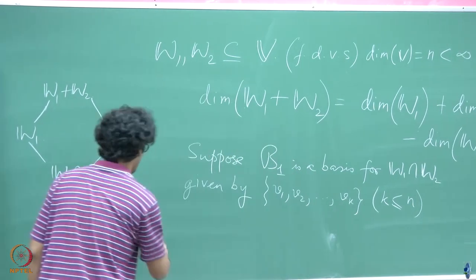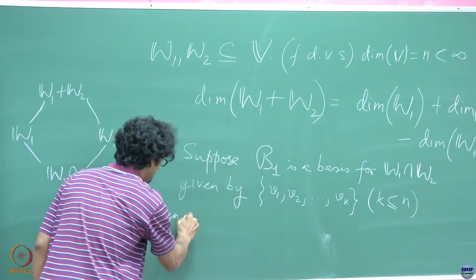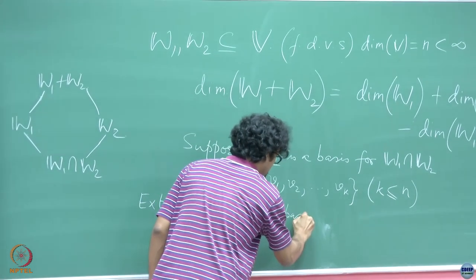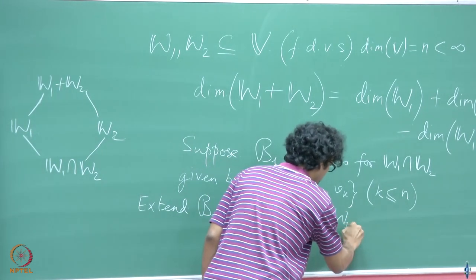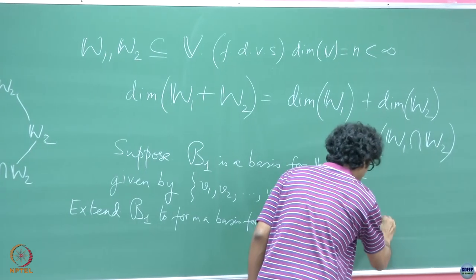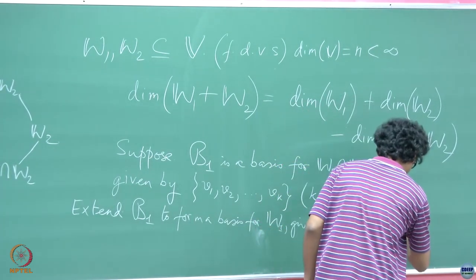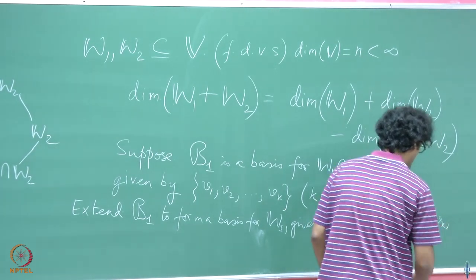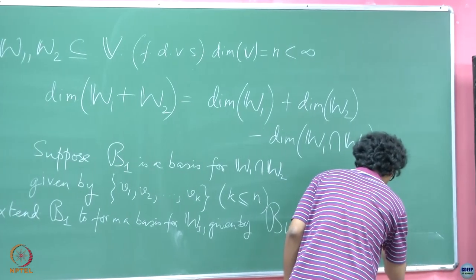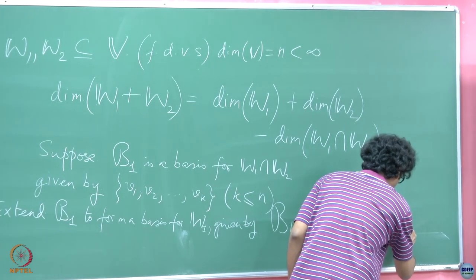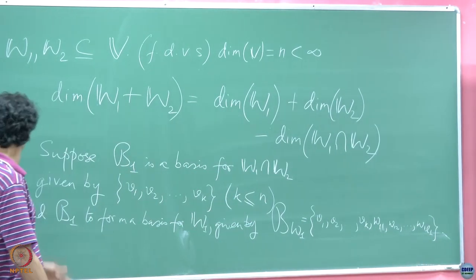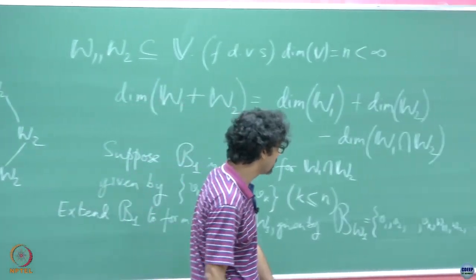Yeah. So let's say we extend B1 to form a basis for W1 given by BW1, which is equal to, of course, it must contain these first K fellows from here, and then I add some arbitrary number, let's say L1, all right? So let's say W1_1, W1_2, until W1_L1, which basically means that the subspace W1 has a dimension which is given by K plus L1.